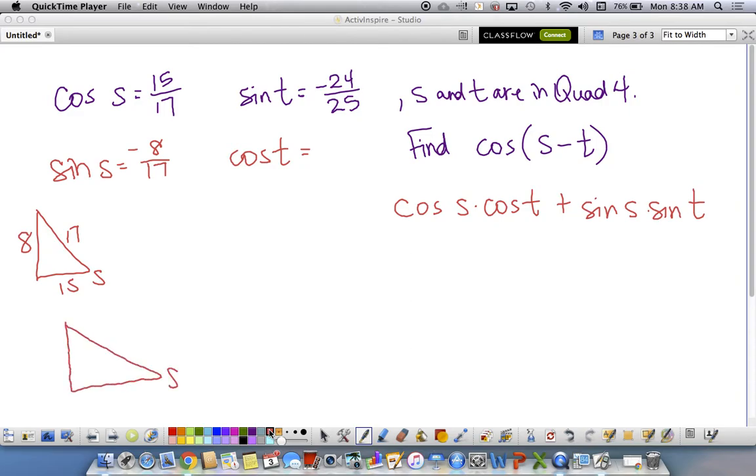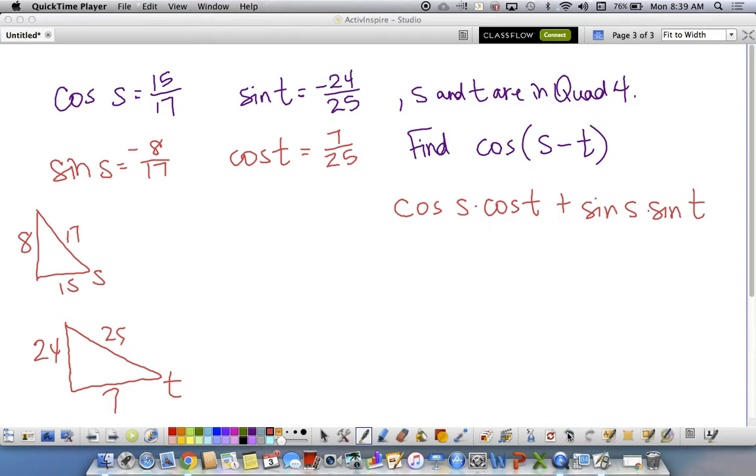With T. And the opposite is 24, and the hypotenuse is 25. So what's the other side length? 7. So cosine T is 7 over 25.